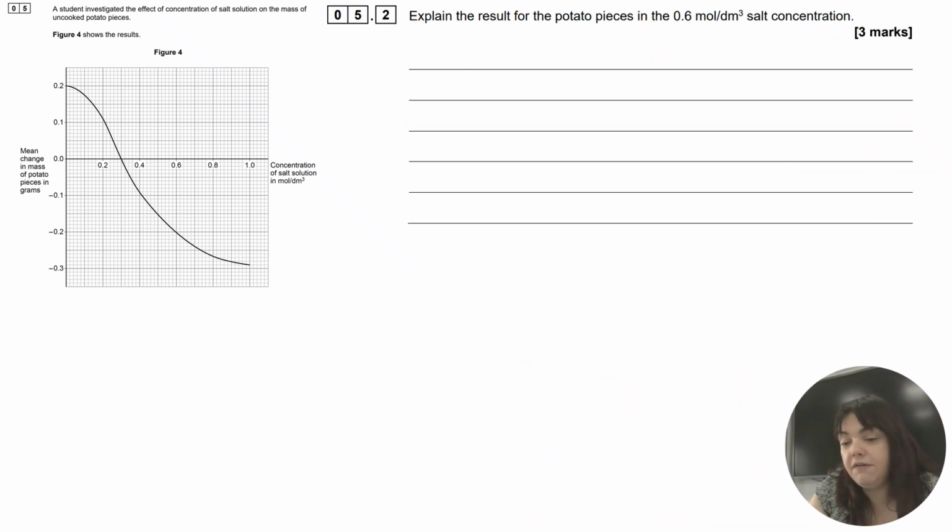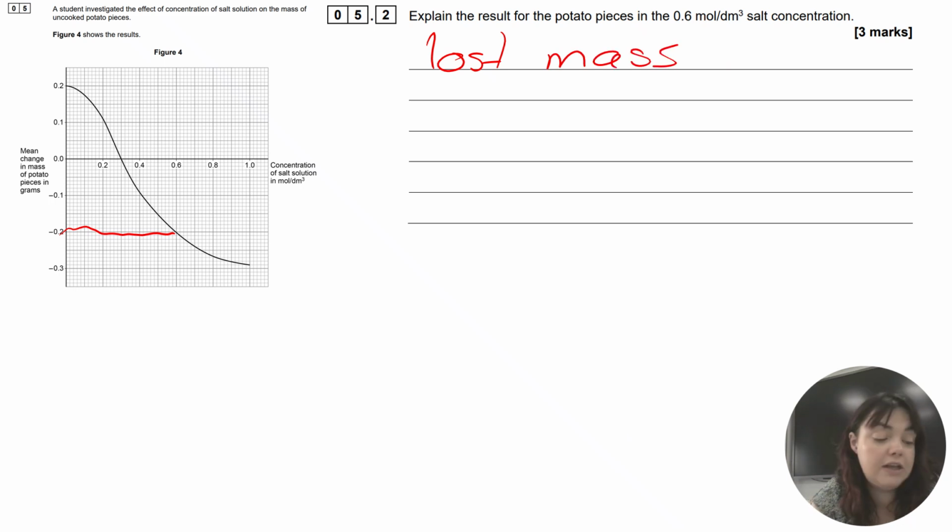Okay, so we've got this graph again. A student investigated the effect of concentration of salt solution on the mass of uncooked potato pieces, and then it says explain the results for potato pieces in the 0.6 molar solution. So we look at 0.6 and we go, right, okay, it's here. Okay, so it has lost mass. Okay, in fact, it's lost 0.2. Okay, so what we need to say here is why has it lost the mass?